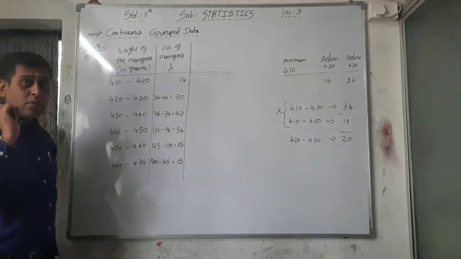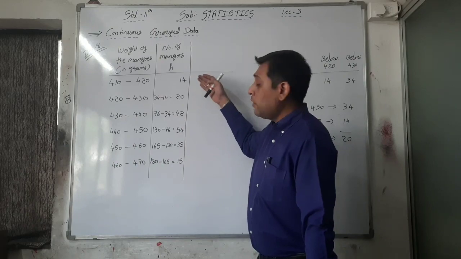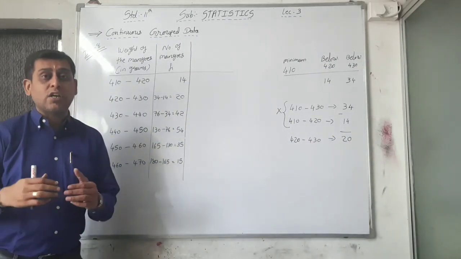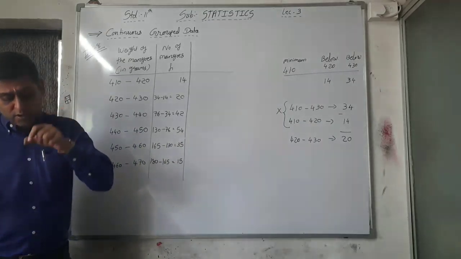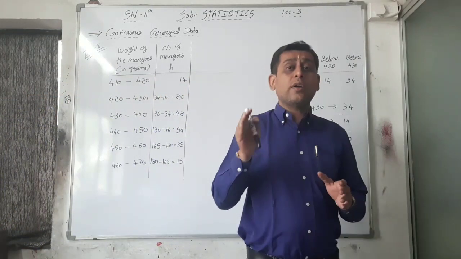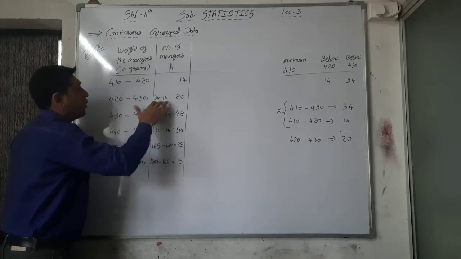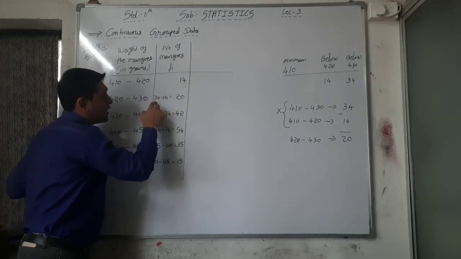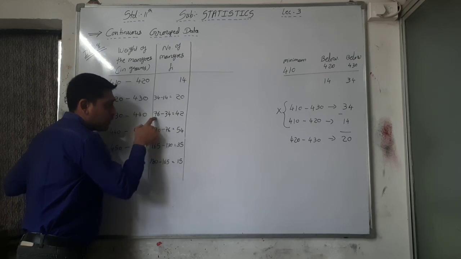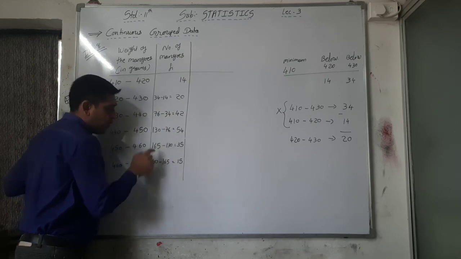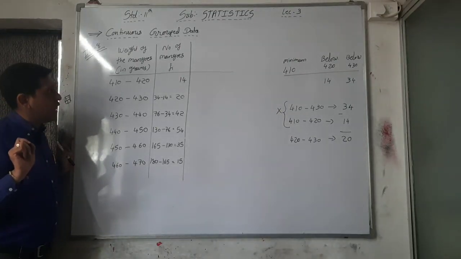Whenever in the question below so and so or less than so and so is given, and the frequency is given in this format, that is 14, 34, 76, 130, 165, 180, in increasing form, then you just do one thing: subtract the previous one from each. 34 minus 14, 76 minus 34, 130 minus 76, 165 minus 130, and 180 minus 165. This is the shortcut method to find out the frequency.